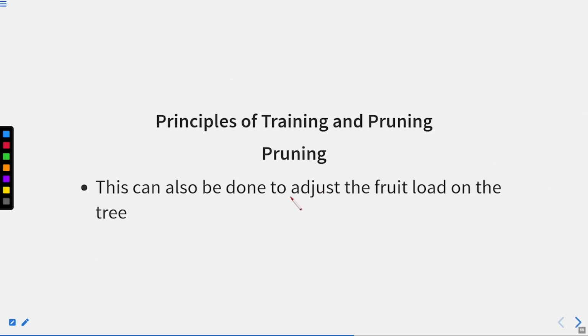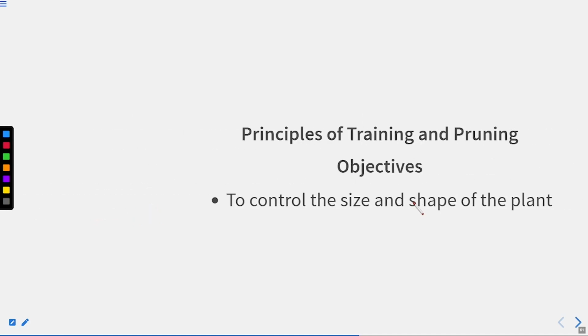This can also be done to adjust the fruit load on the tree. If the branching is not in a proper way, then there will be a heavy fruit load on the tree, and in that case, the fruit tree can get damaged. So if the branching is at a proper place, then there will be the fruit load in a proper way, and there will be an adjustment of the load on the tree in such a way that the tree will not get any type of damage. So this is important to have a proper fruit load.